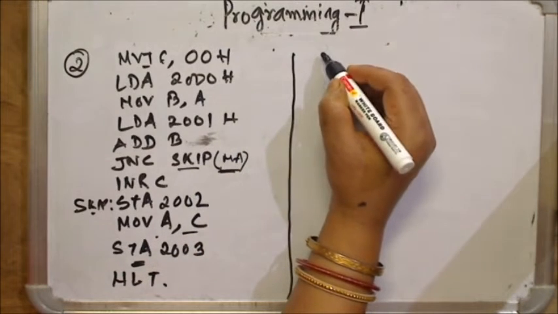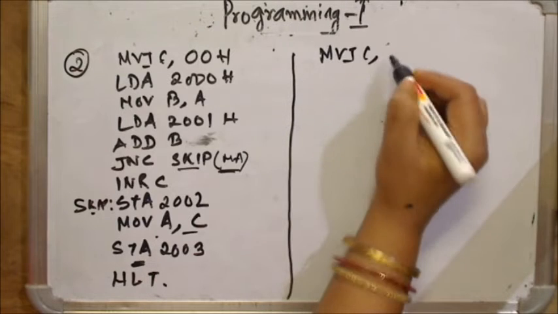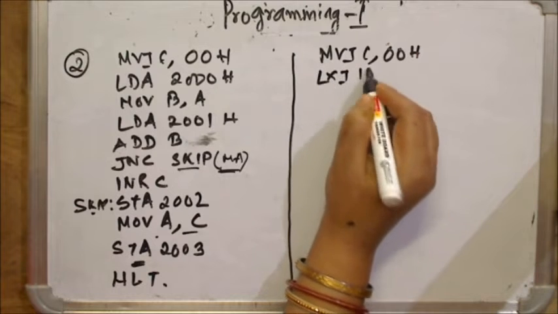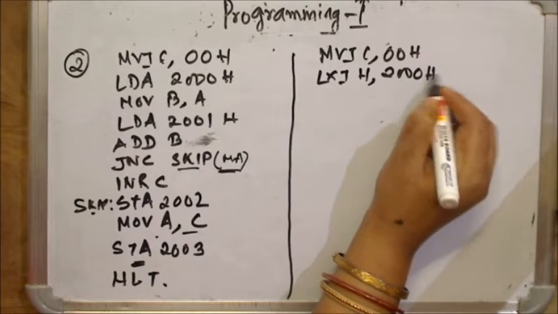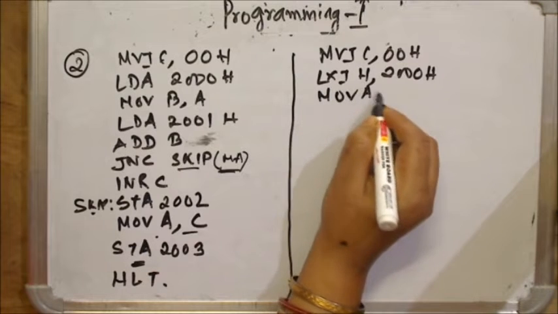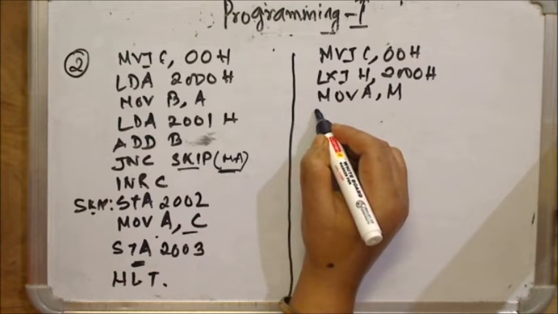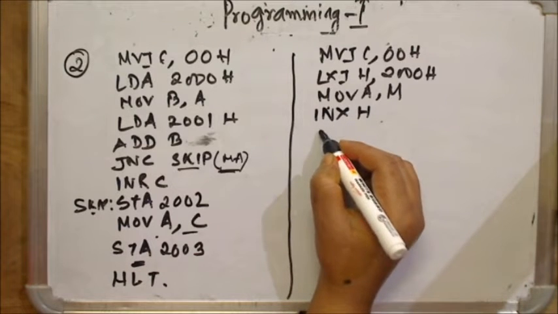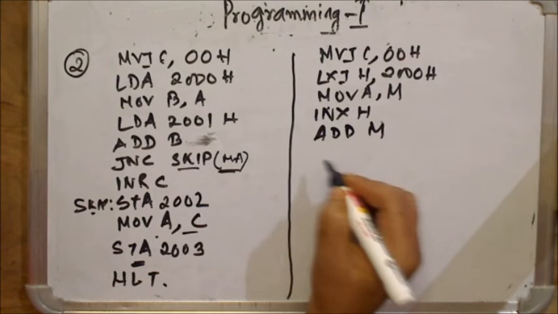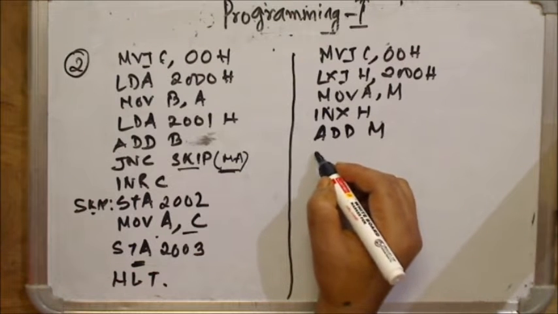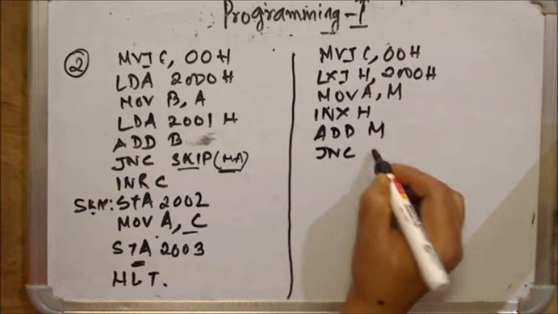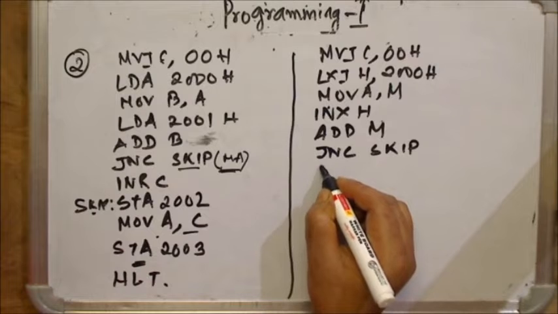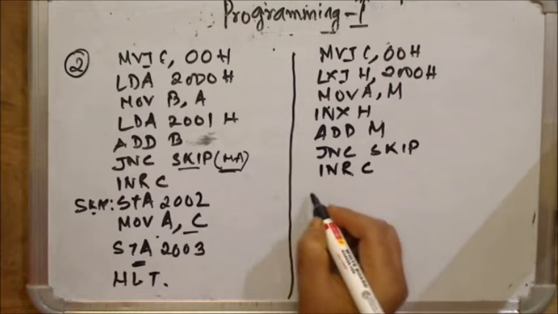Then we have the second program. MVI C, 00H. Then we have initialized the HL pair, LXI H, 2000H. Then we have loaded the first data into A by using M. Then I have incremented the HL pair to 2001. Then we have added both the data, ADD M. Then we have again put the condition, jump if not carry to skip, and if the carry flag is set, we will increment the carry register, INR C.